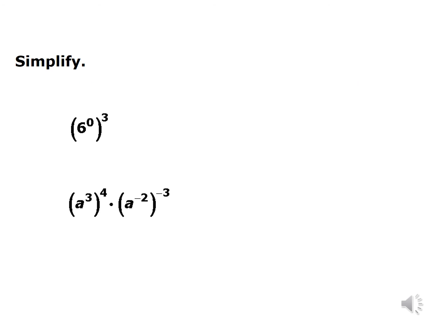Okay, so we know that anything to the 0 power is 1, and 1 cubed is 1. In fact, we could have 1 to the 10,000, and that's still 1. So just remember that rule. Okay, down here, do each of these by themselves first.